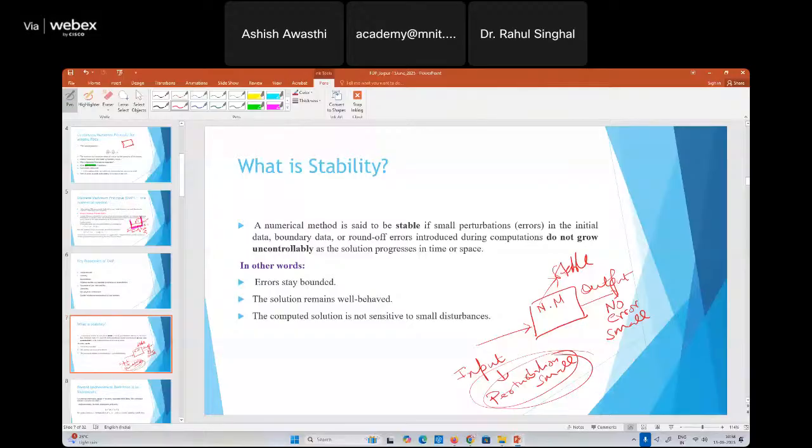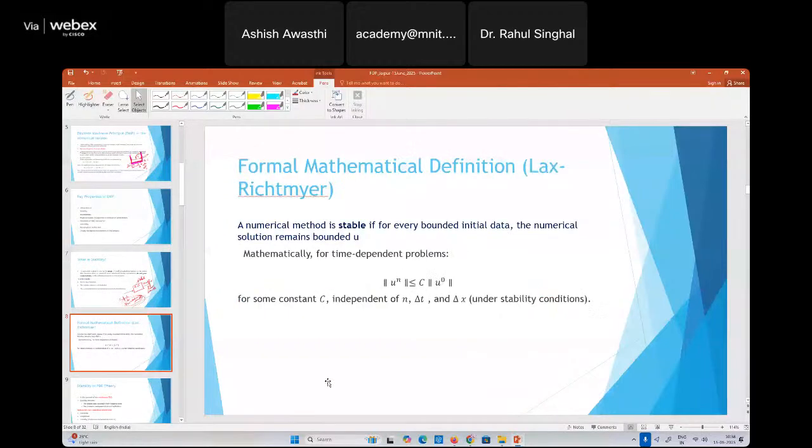Now mathematically, again it is the way of stability: a numerical method is stable if for every bounded initial data, the numerical solution remains bounded. So through the boundary data it is bounded, isn't it? That means again it is a kind of maximum principle only. That is what is restated here using this particular result. When you do the matrix method analysis, you might have seen that you have proven that the solution at any time level will be bounded by the initial data.